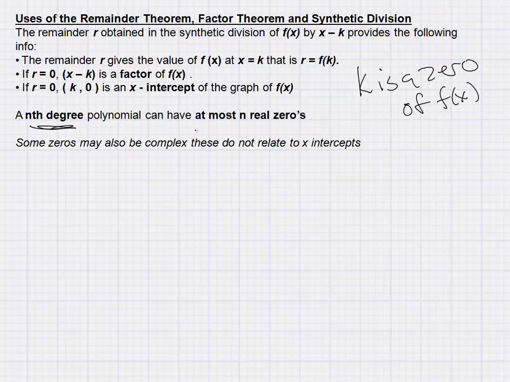Okay? Remember, the degree of the polynomial will have at most that many zeros. So if we have an nth degree polynomial, it has n real zeros. At most, though, remember, it could have less than that. Some zeros may be complex. These do not relate to x-intercepts, so we ignore them. Okay, we talked about complex imaginary numbers. We're not going to have them. If you see them pop up in the textbook or anywhere else right now, just ignore them. They do have significance, but not to what we're doing immediately right now.